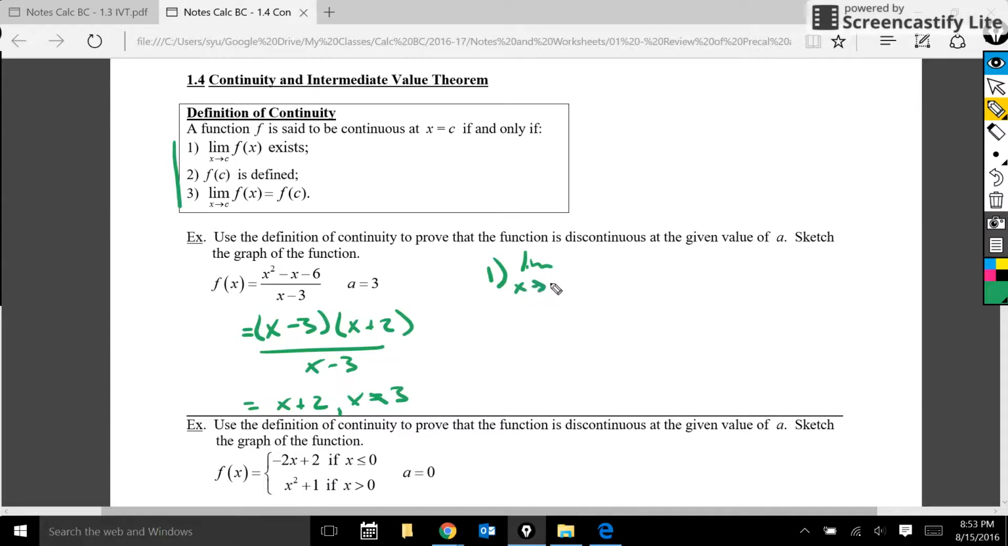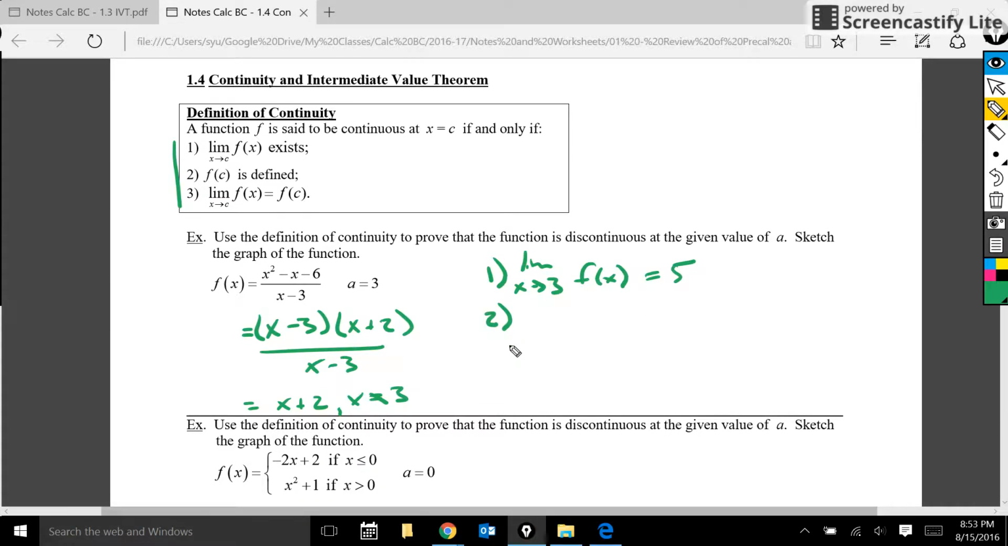All right, so the limit as x approaches 3 of f of x. Well, for my limit, I can plug in 3, and if I plug in 3, I get 0 over 0, meaning I can do something else. So I guess that's why we went ahead and factored. I can plug 3 in at this stage right here. That's okay for limits, and I'll get 5. Right, so my limit does exist.